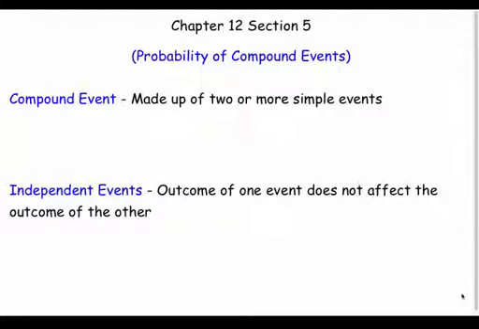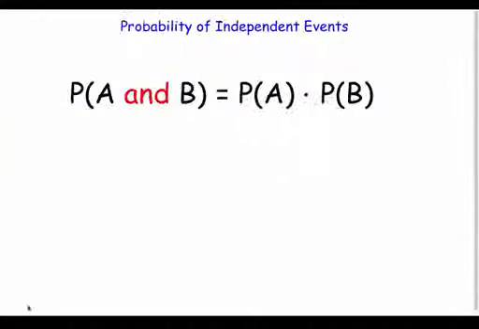And we have two types of compound events. We have independent and dependent. So we're going to deal with our independent first. That's where one has no effect on the other one. And that one's pretty straightforward, and I'm sure you've done this before. You usually see the word "and" when they're independent. And whenever you see the word "and," we're thinking, this is going to end up being multiplication.